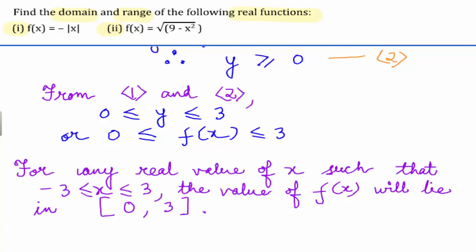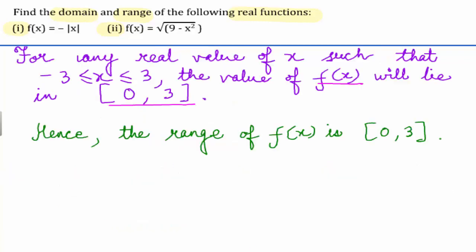So, for any real value of x such that minus 3 less than or equal to x less than or equal to 3, the value of f(x) will lie in the closed interval 0, 3. Hence, the range of f of x is the closed interval 0, 3. So with this we come to the end of the solution of this question.